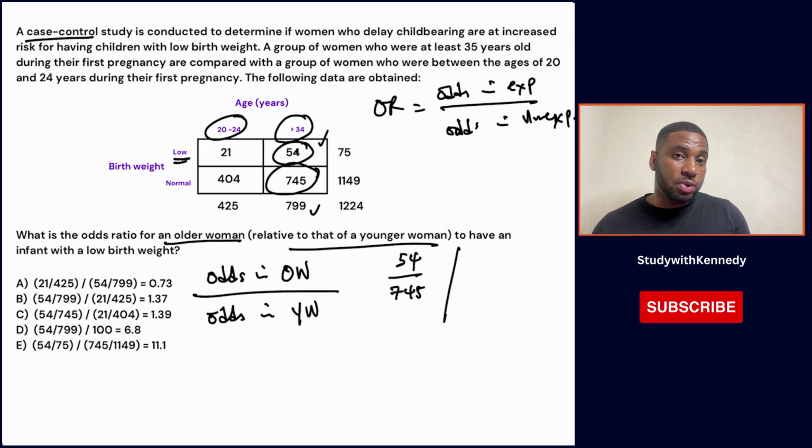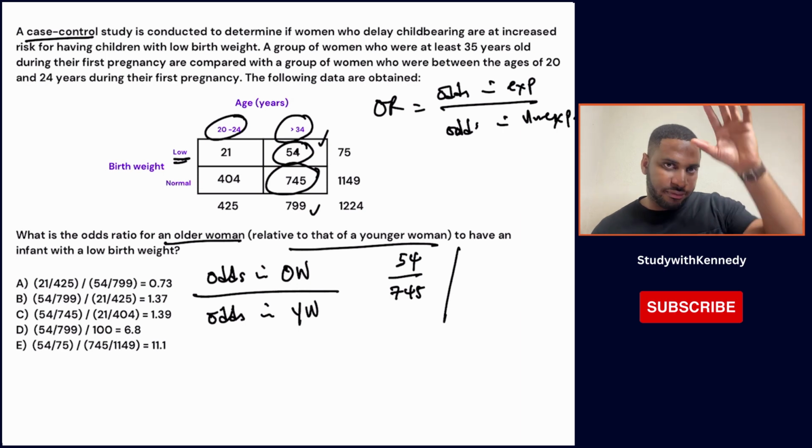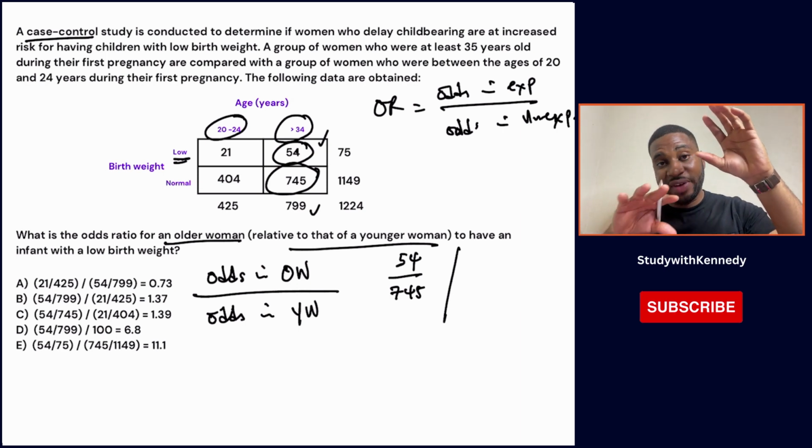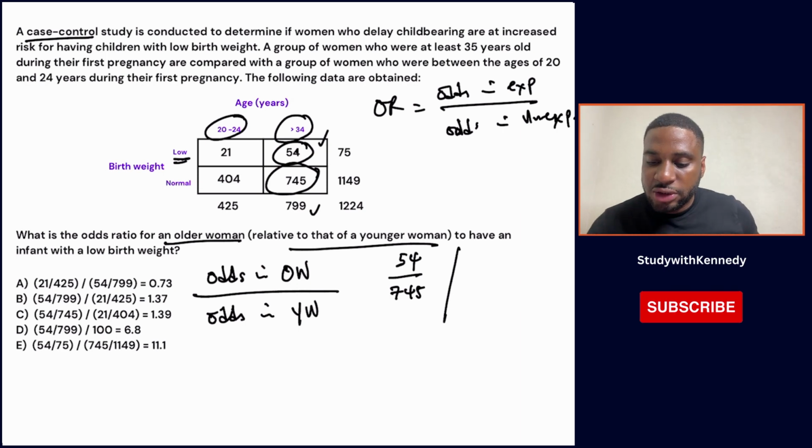When we do odds ratio, I told you don't do the total. You say the number that have whatever it is you're interested in versus whatever is left. So you're finding the difference. So 54 low birth weight, 745 normal, 54 over 745. That difference is very important.